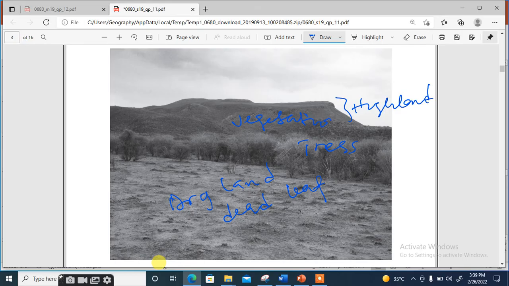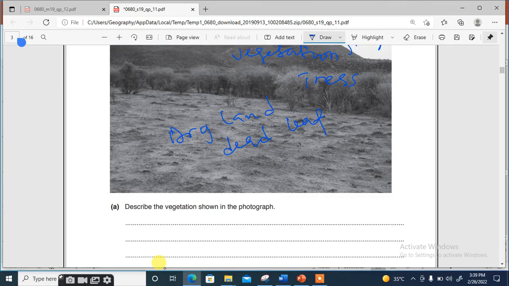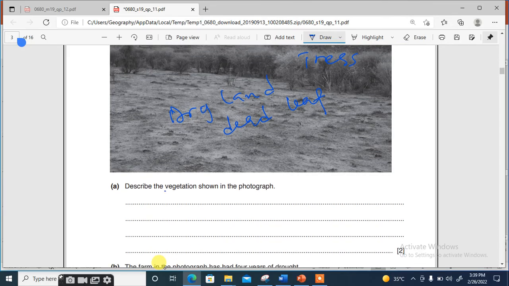So what we've just done is label this photograph. If we look at the first set of questions, they say describe the vegetation shown in the photograph. All you need to write here is what you can see. First, you find out that there is dry land. Just write what you see. There is vegetation on the hill.